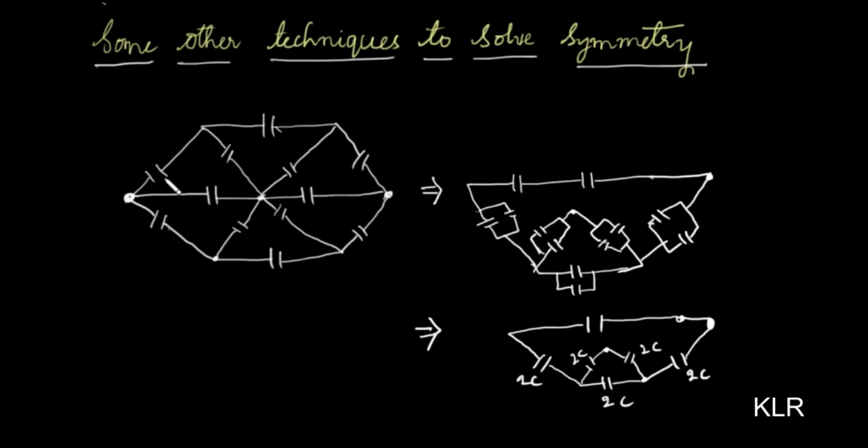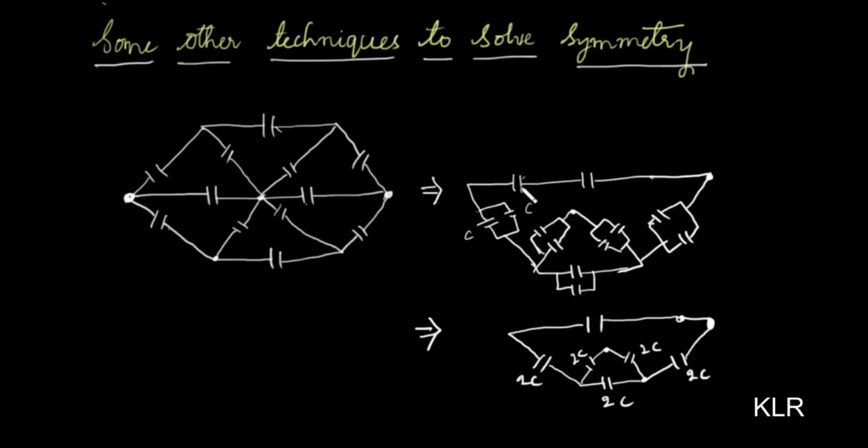So these two are parallel. This one is here, and this will overlap on this, and this will overlap on this, because when you exactly fold it, it will be like this. So the circuit will be reduced like this. Then these two are in series, so this is C, this is C, so here you will get 2C. This is C, this is C, so this is 2C.